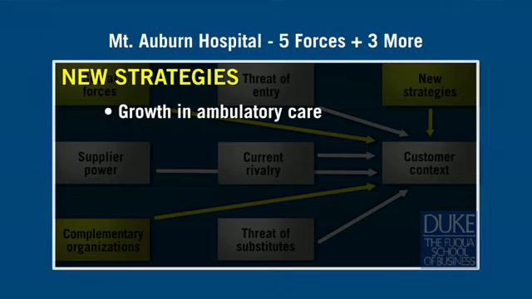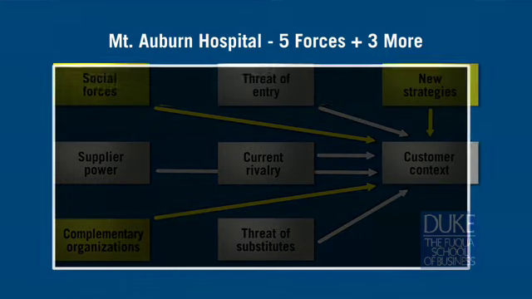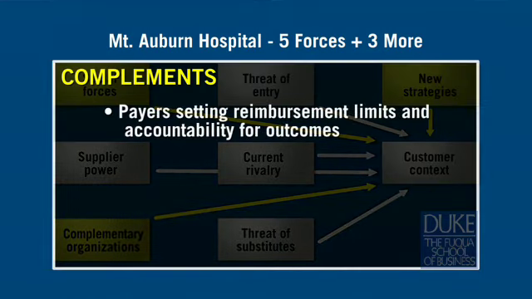Some of the new entrants are using this, and some of the traditional players are using this. So again, speaking to Mount Auburn's need to think hard about the types of services that it might provide outside its existing facilities, whether in outpatient facilities or even in patients' homes. Complements, very important changes from payers, both local payers in Boston, regional players across the state, national players in the U.S., and even to some extent internationally, setting reimbursement limits, creating greater accountability for outcomes.